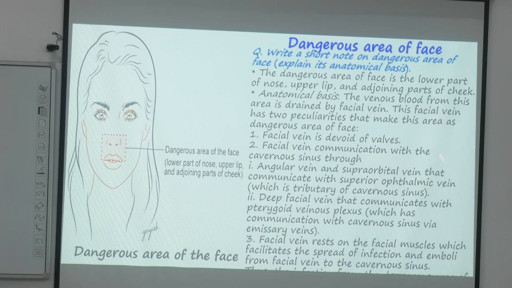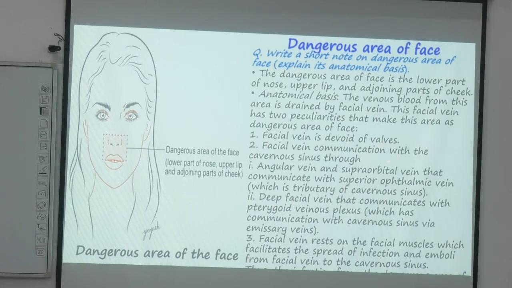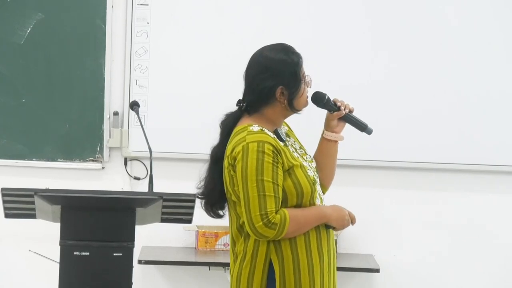This is an important clinical aspect, the so-called dangerous area of the face, very important. The facial vein is devoid of valves and communicates with the cavernous sinus through two channels: the angular vein and supraorbital vein, which communicate with the superior ophthalmic vein, a tributary of the cavernous sinus. Another is the deep facial vein, which communicates with the pterygoid venous plexus, which communicates with the cavernous sinus via an emissary vein. These connections are important. The facial vein is embedded in the facial muscles, which facilitates the spread of infection and emboli from the facial vein to the cavernous sinus.